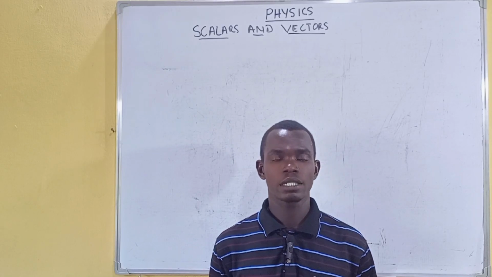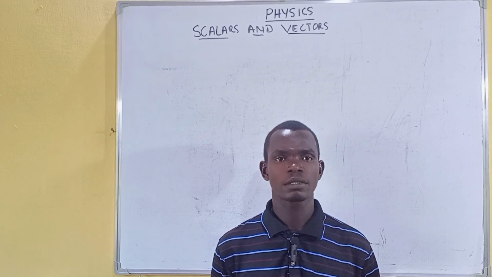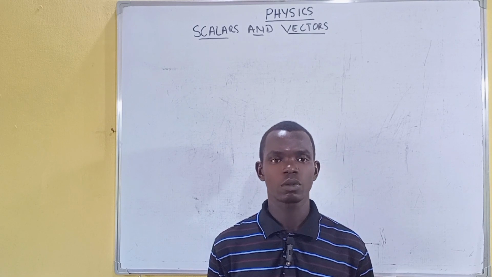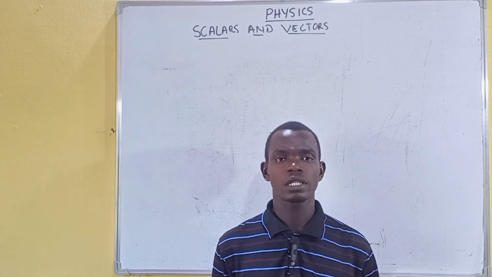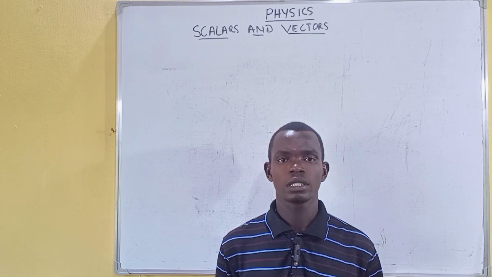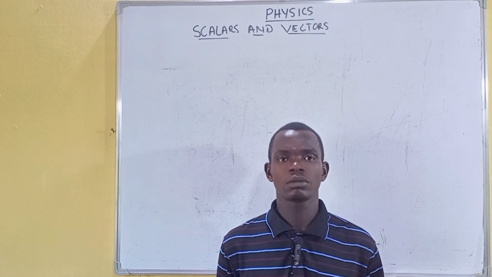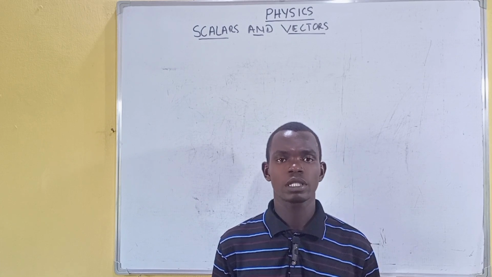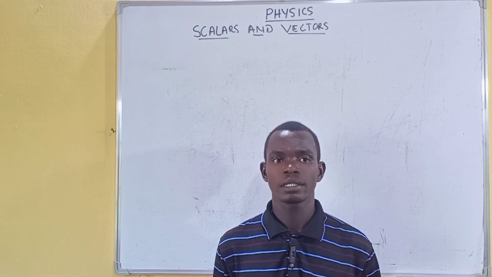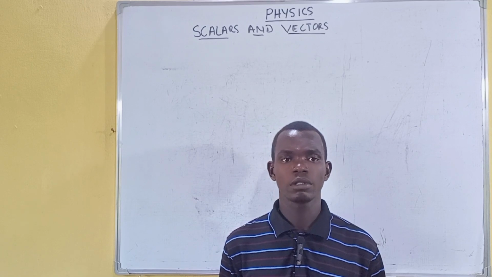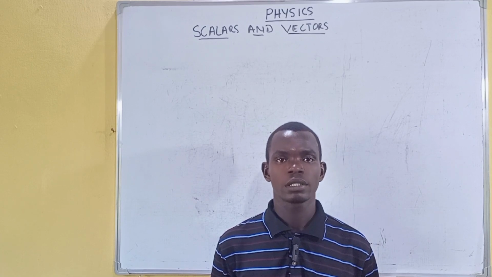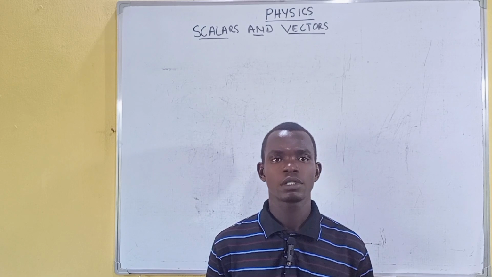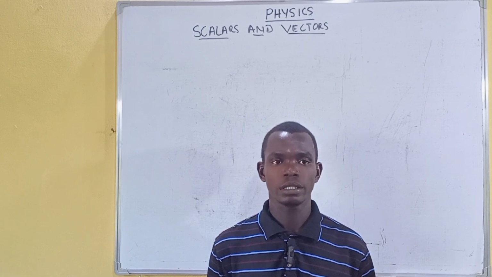Welcome to today's physics class, and today we'll be talking about scalar and vector quantities. And what are scalar quantities? Scalar quantities are quantities that have magnitude or numerical value only. Examples of scalar quantities are length, mass, volume, density, temperature, time, speed, and energy.